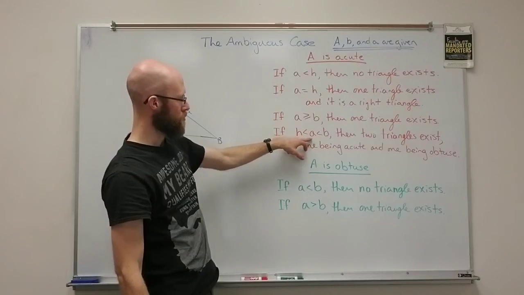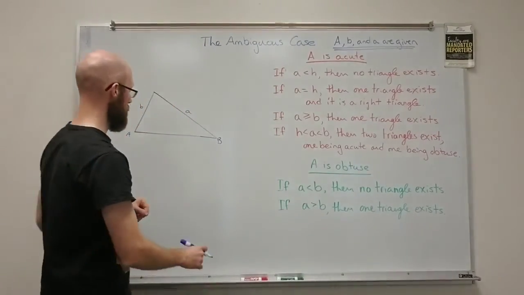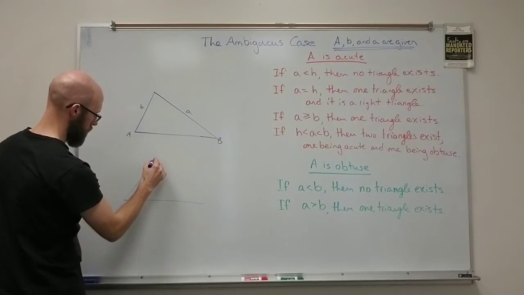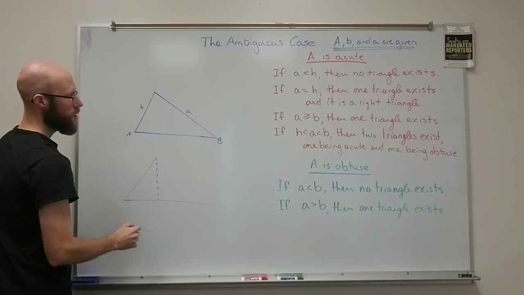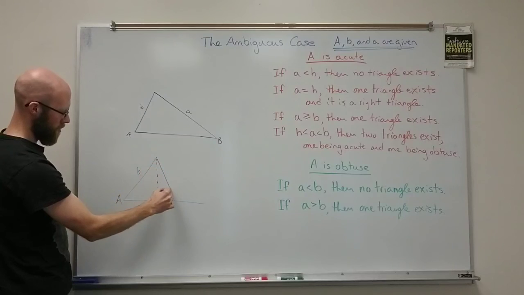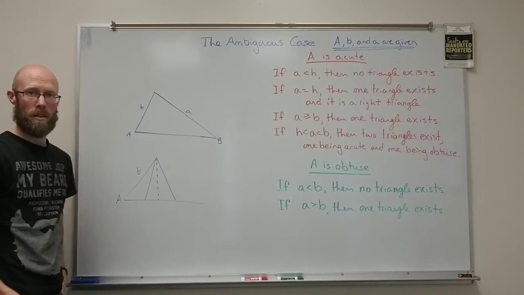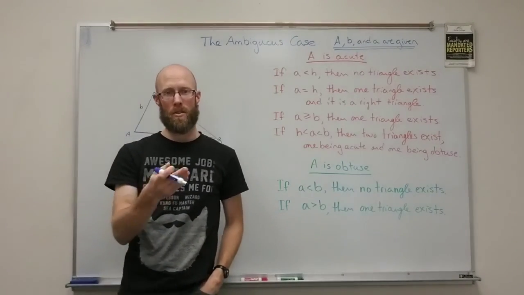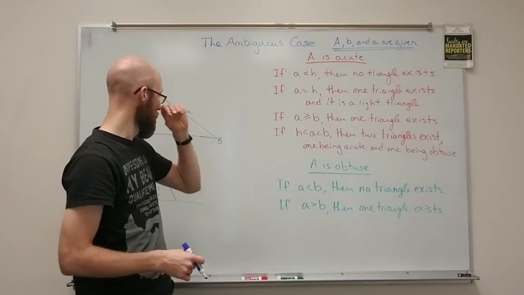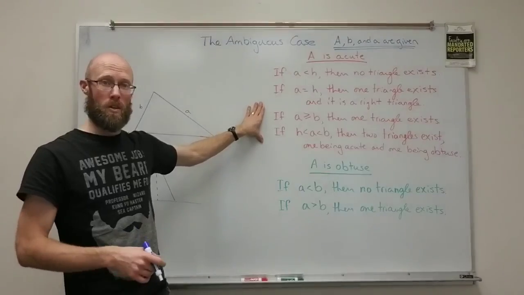And here, if A is between the height and B, then there are two triangles that exist. Here's your height H, and so side A would come down to an acute angle or an obtuse angle, depending upon the scenario. You swing it both ways and get two different triangles. So that's this one here. So you have four scenarios basically that could occur.